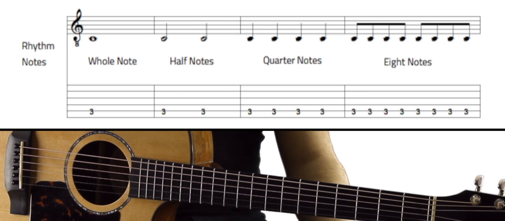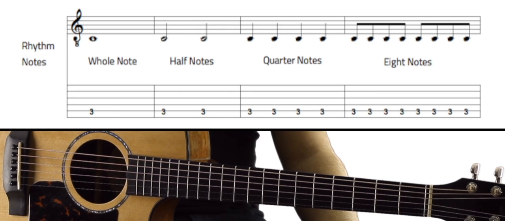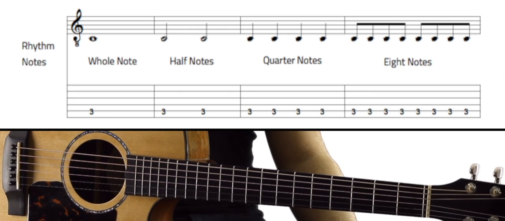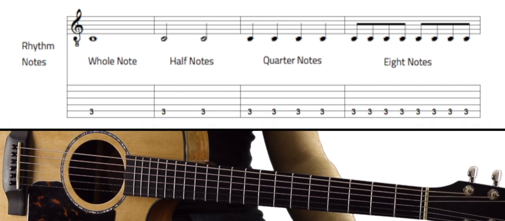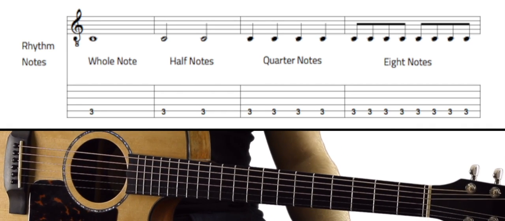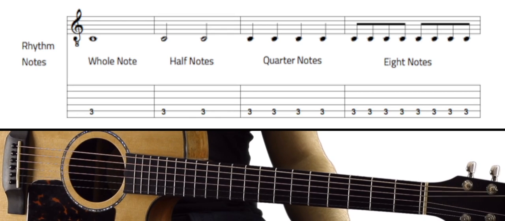A half note is just kind of what it sounds like, right? It's going to fill up half the measure. So if there's 4 beats in a measure, we're going to hold the half note for 2 beats per half note. So in that second measure there, we have 2 half notes. They each get 2 beats.